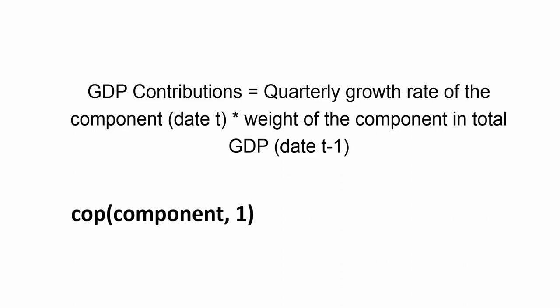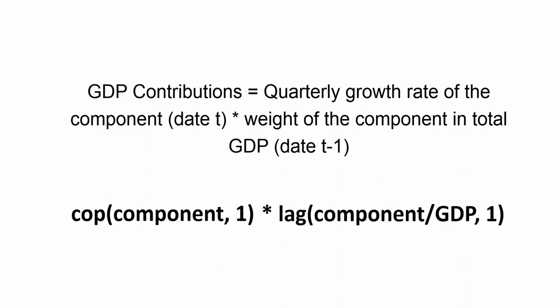Start with the quarterly growth rate of the component at date t. To get the weight at date t-1, you can lag the weight calculation by one observation. In the formula language, the length, here 1, refers to the frequency settings in the series list, so in this case 1 means 1/4.